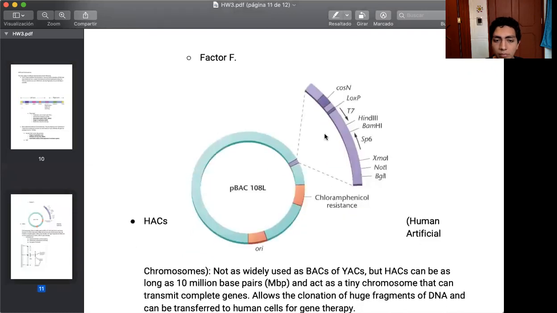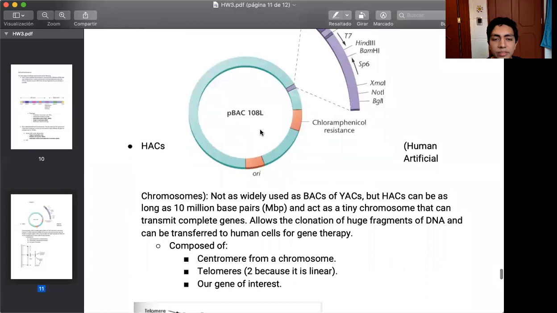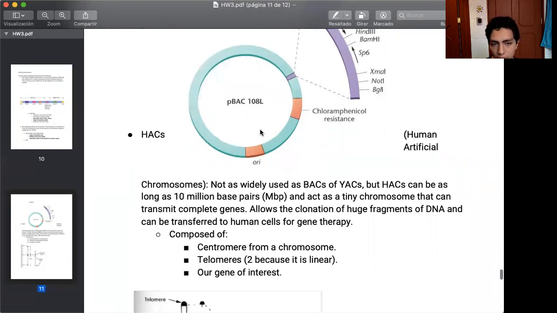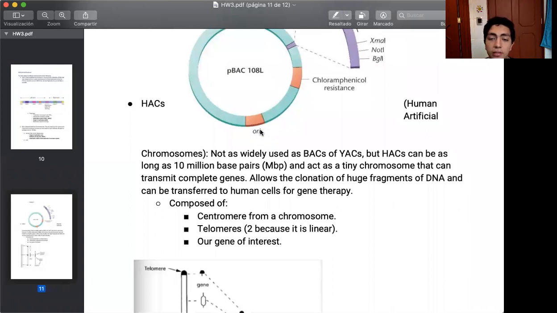Here we have an example of the plasmid. Here we can see that the vector is circular and not linear. Then we go to the HACs, which personally I found very interesting. These are the human artificial chromosomes. They are not as widely used as the bacterial or yeast artificial chromosomes, but these ones can be as long as 10 million base pairs, and they are basically a tiny chromosome that can transmit complete genes. It's quite useful if our gene of interest is especially large.